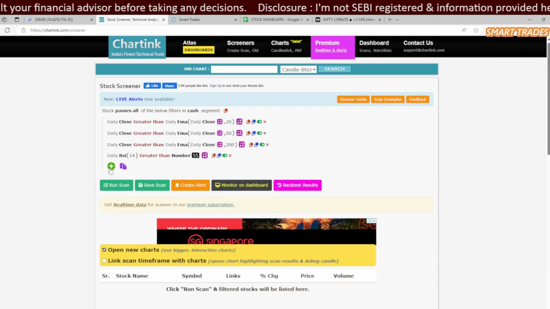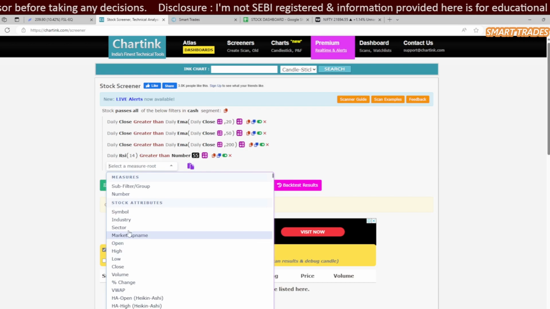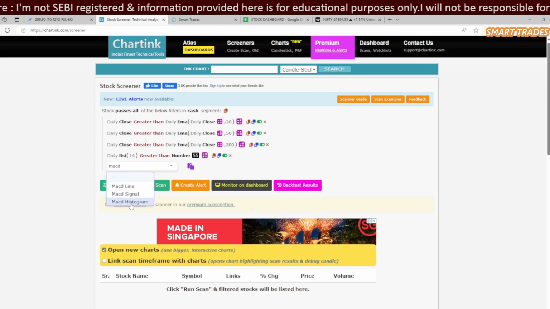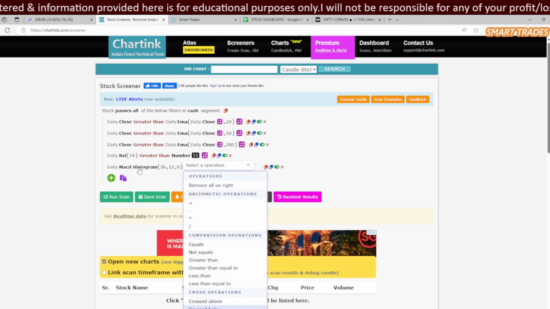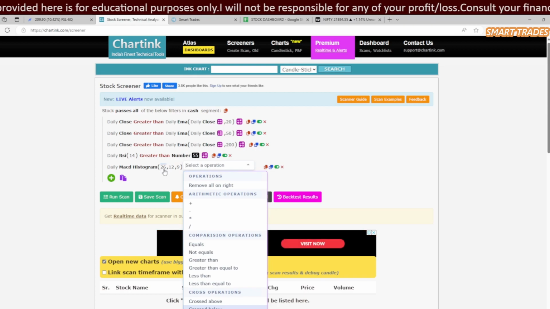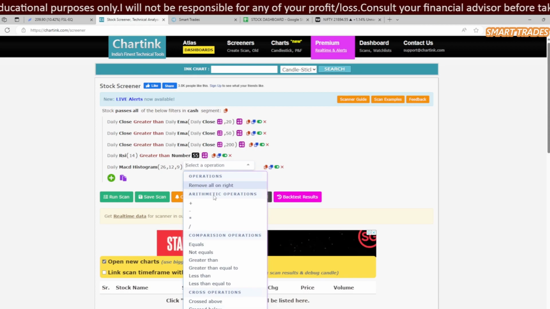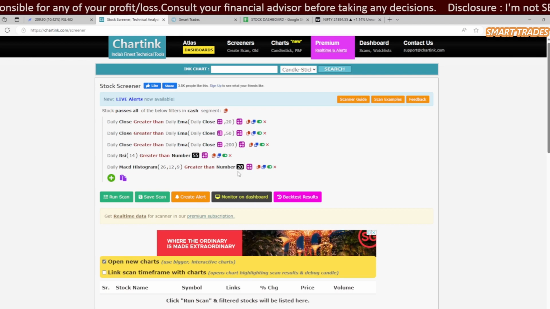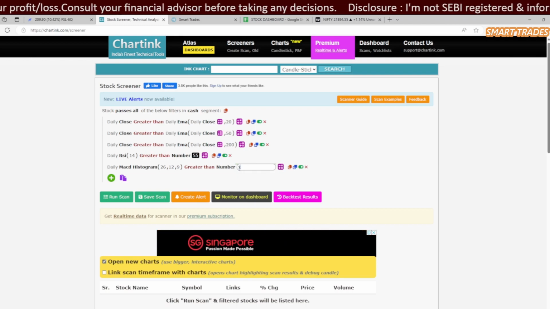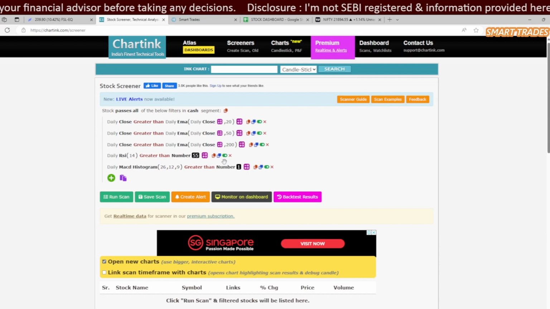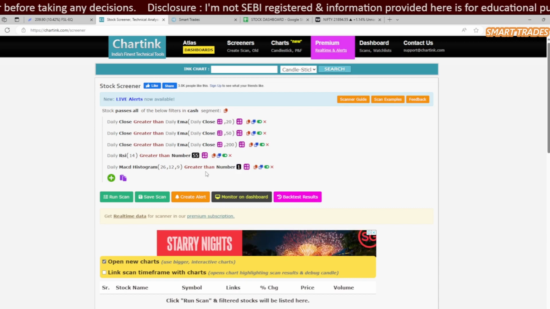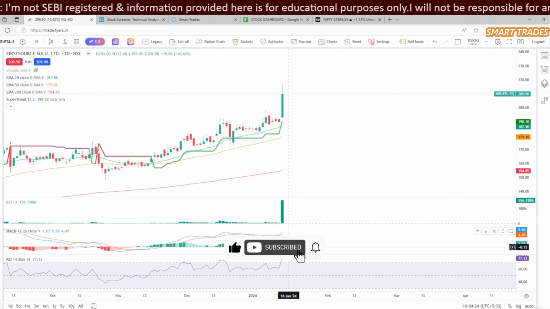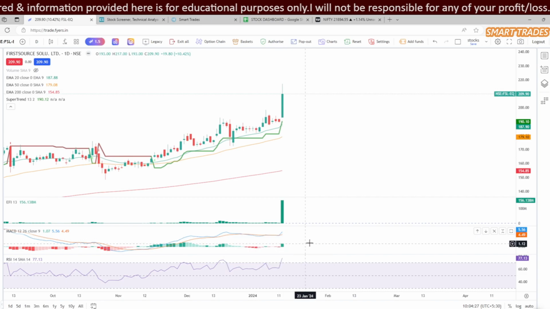Next criteria, the daily MACD. The center line we call the histogram. So the daily MACD histogram 26, 12, 9 should be greater than the number 1. The MACD histogram should be greater than 1. If it is less than 1, the stock will be bearish. This histogram line you can see here, right? It should be above 1, so the stock will be bullish.